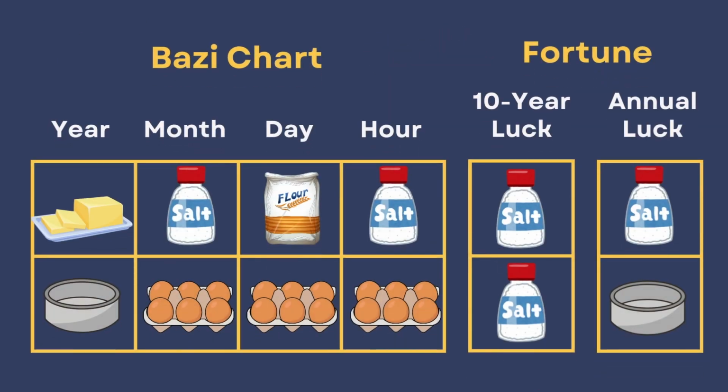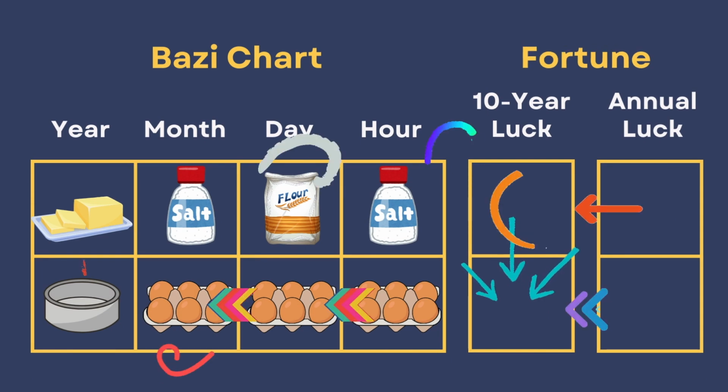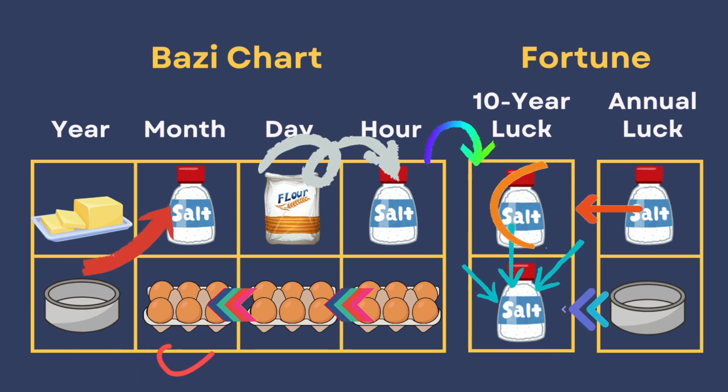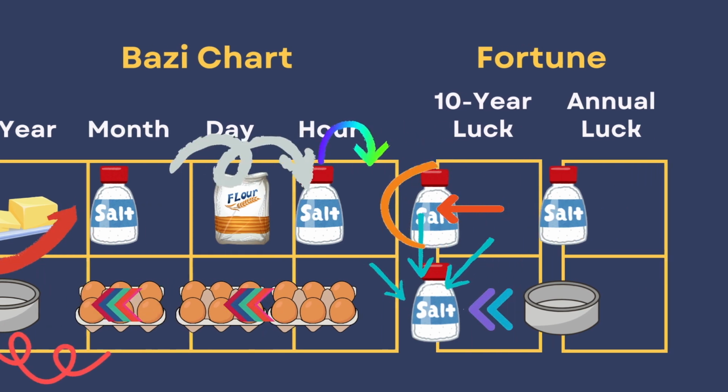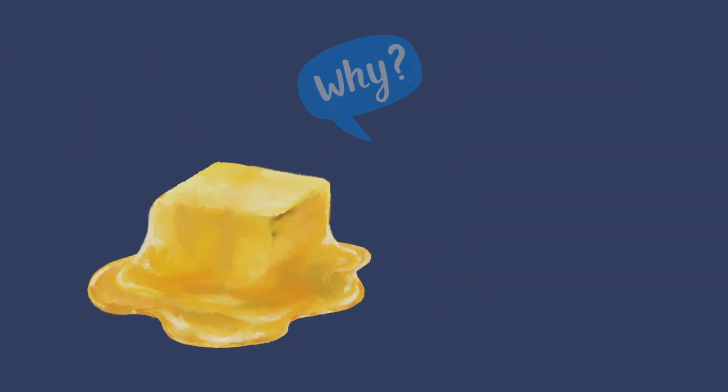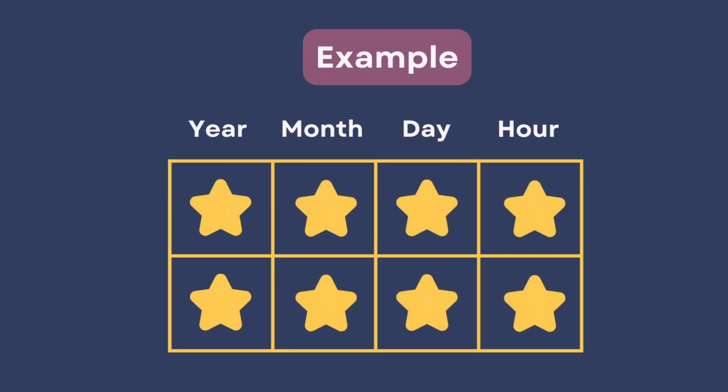However, if there's a phase where more salt arrives and an extra baking pan, which you don't need, these elements are useless to you and can potentially create more problems. The interaction of these ingredients won't give you a good cake. Therefore, this phase is considered unfavorable. Now let's have a look at a real-life case example.